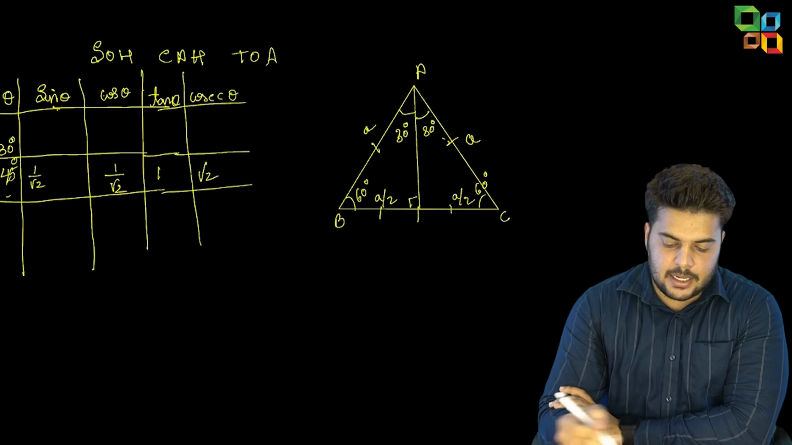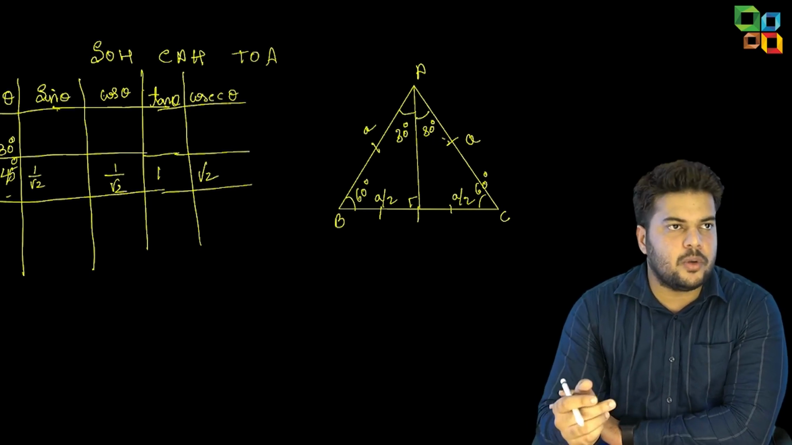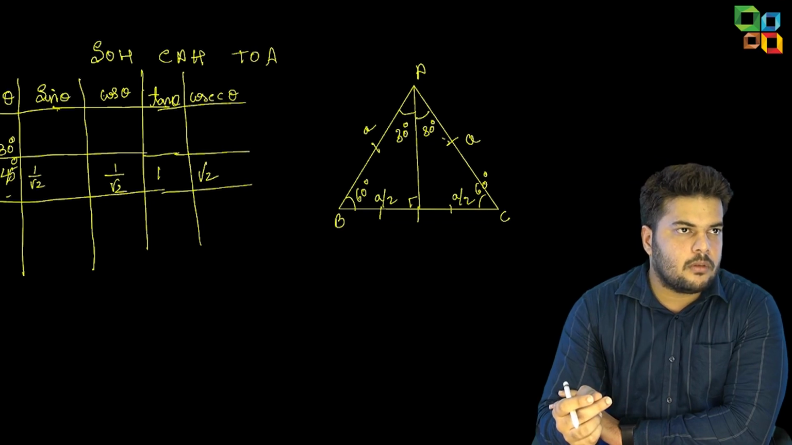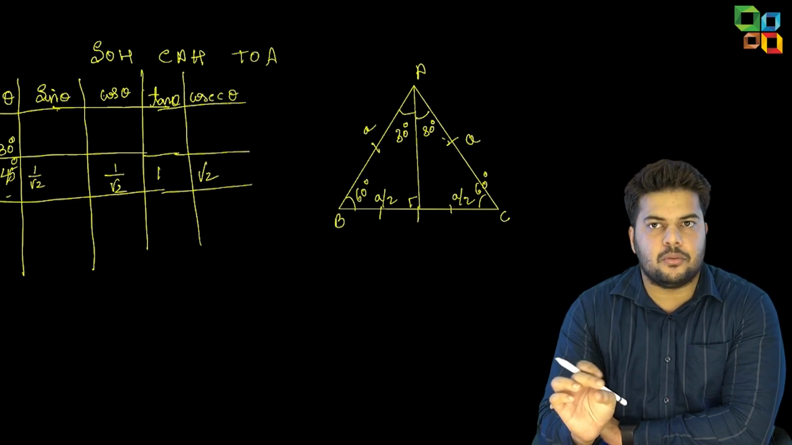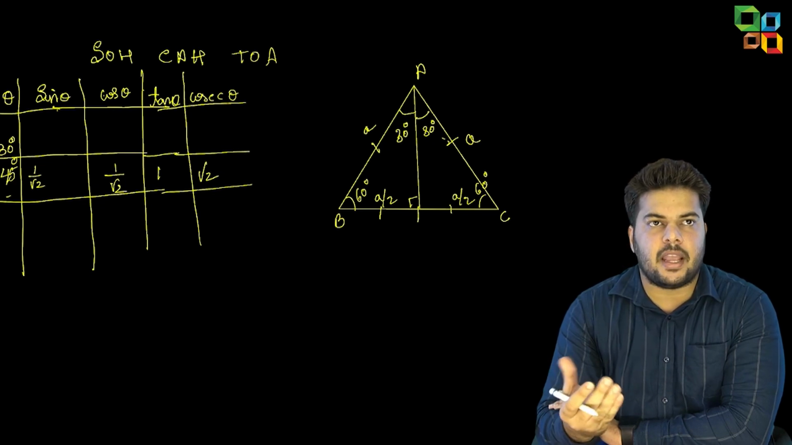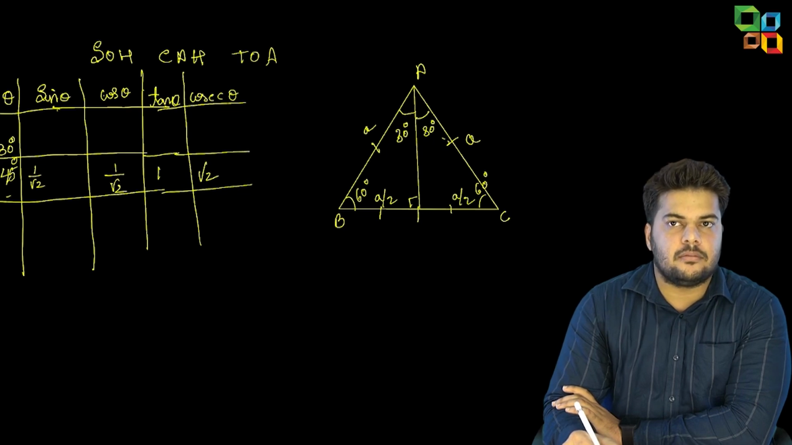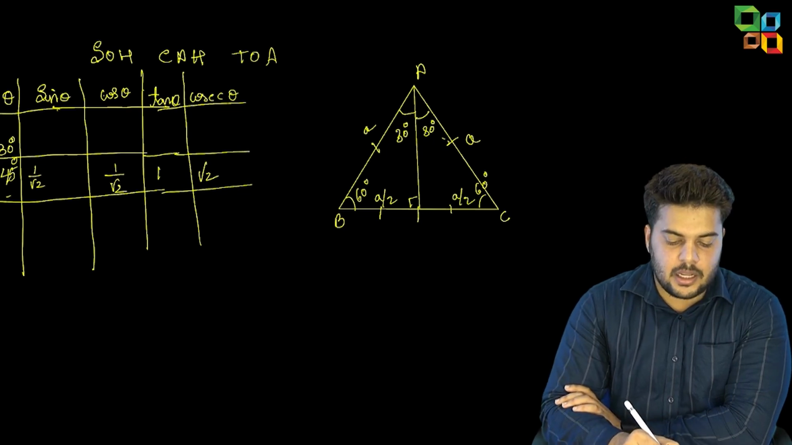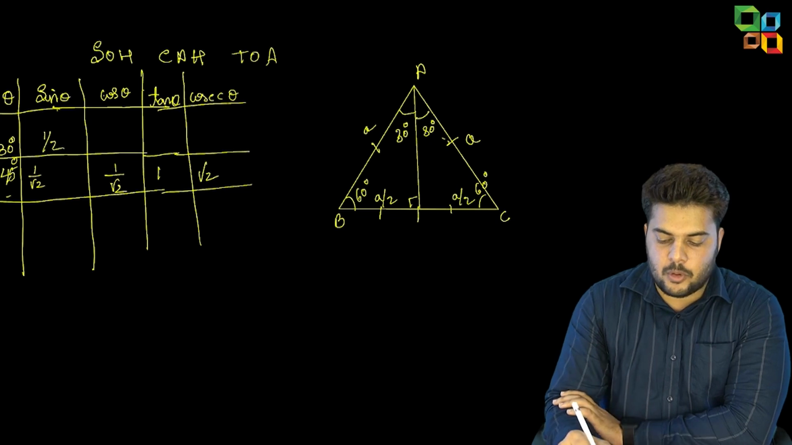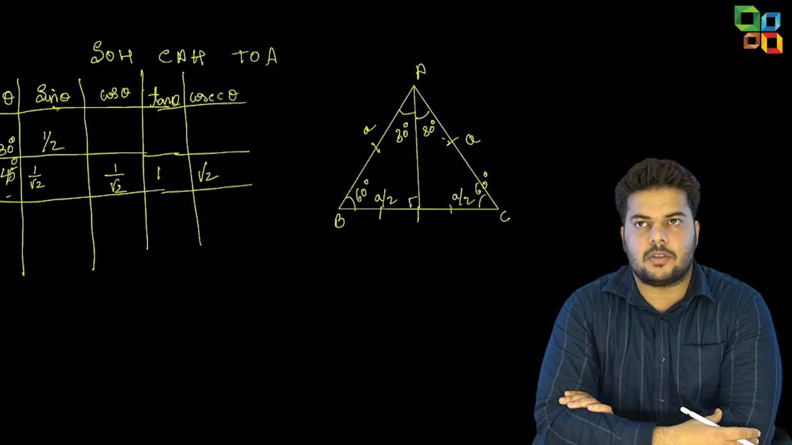So opposite side, which is A by 2, by A. A by 2 is half of A, isn't it? Look at that. So we simply write the ratio is 1 by 2. I'm doing this A by 2 divided by A. A by 2 is half of A, so the ratio is half.